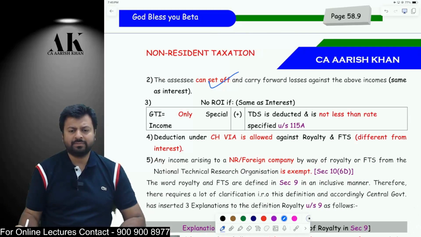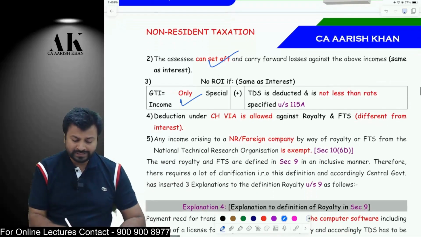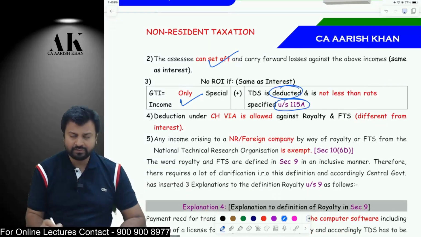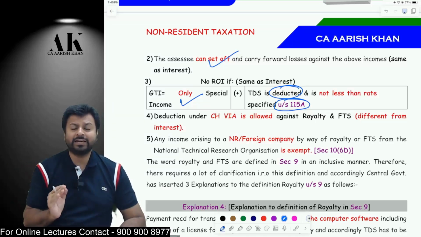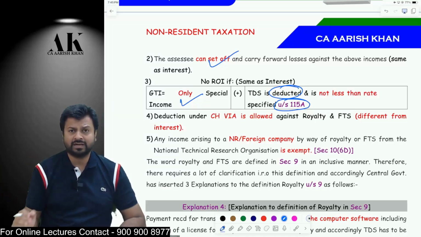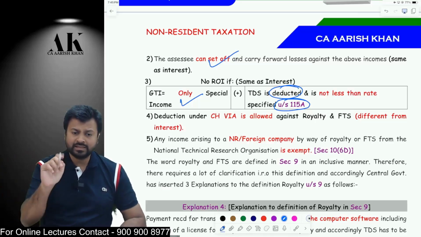Whether the assessee is liable to file the income tax return? Again, only if this income is earned and the TDS is deducted at least at the rate mentioned in 115A. What is the rate mentioned in 115A? 20%. If TDS is deducted at 20%, no need to file ROI. But if the TDS is deducted at lower than 20%, that is as per DTAA, suppose the rate is 15% and TDS is deducted at 15%, then the assessee is liable to file the income tax return. I hope it is clear to all of you.